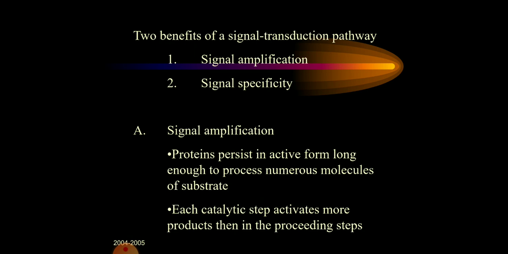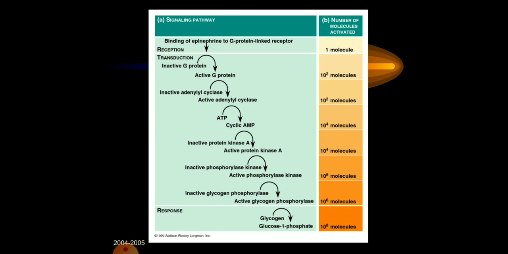So, there are two benefits of a signal transduction pathway. The first one is signal amplification, and the second one is signal specificity. Amplification means proteins persist in active form long enough to process numerous molecules of substrate. Each catalytic step activates more products than in the preceding step. So this is one pictorial example of how from one molecule we are getting so many molecules, and this is happening via the signal transduction pathway.